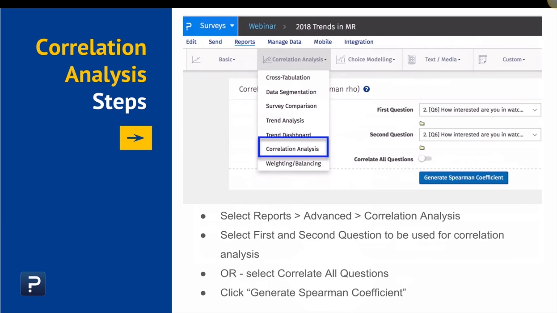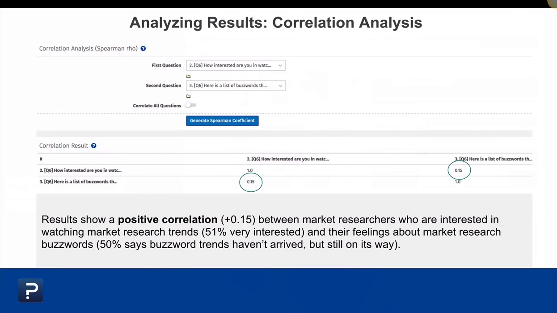So let's go ahead and do some more steps here. What you can do next is go into reports, click on advanced, and select correlation analysis. And you do have the option to do a correlation analysis on 2 questions, either the first and second questions, or you can correlate all of the questions. And then after that, you generate the Spearman-Rho coefficient. And this is the output for 2 questions.